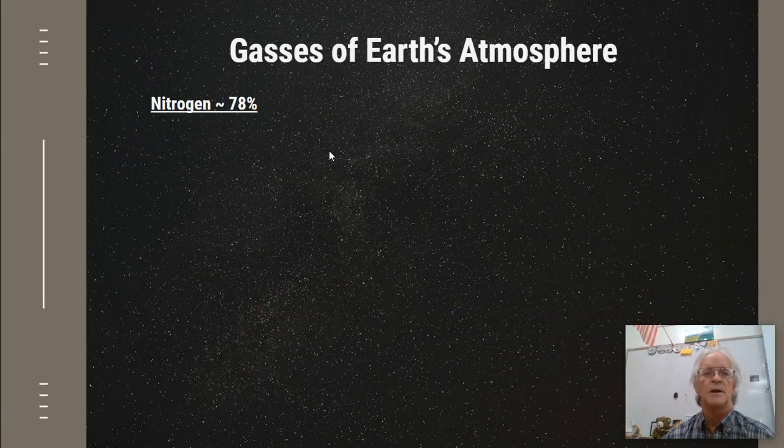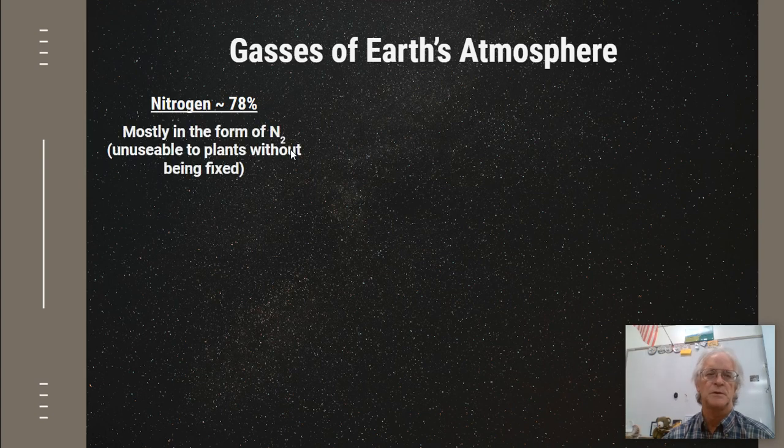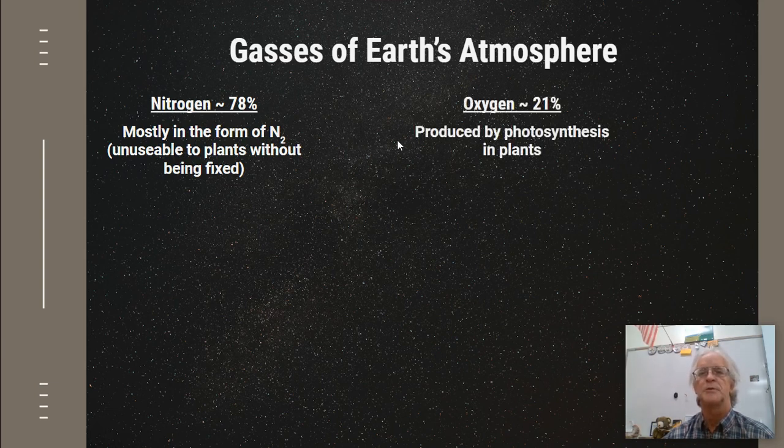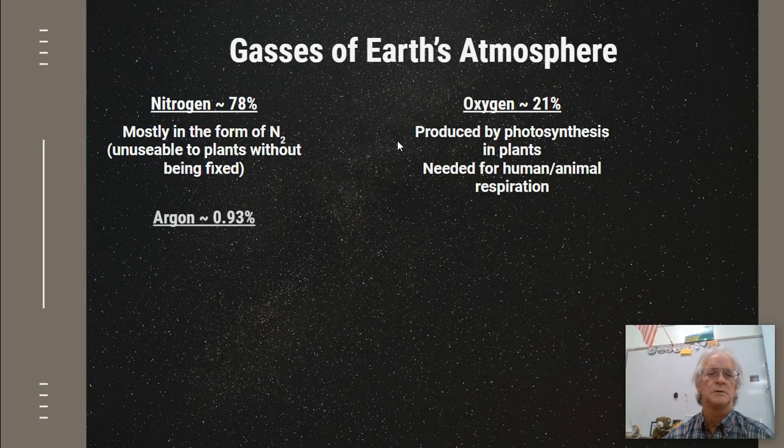So, the gases of the atmosphere. Nitrogen is 78%, mostly in the form of N2. It is not usable by plants without being fixed. It's not usable by humans. It's an inert gas. Oxygen is 21%. It's produced by photosynthesis in plants, and it's needed by humans and animals for respiration.